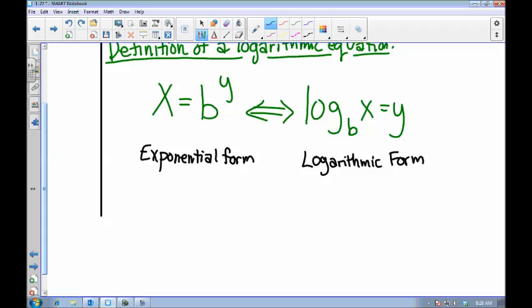Okay, so to convert back and forth, it's actually really easy. We call it the circle of logs, like the circle of life. Lion King days, remember that song? The circle of life. Oh, I should make a song about the circle of logs. That would be fun.